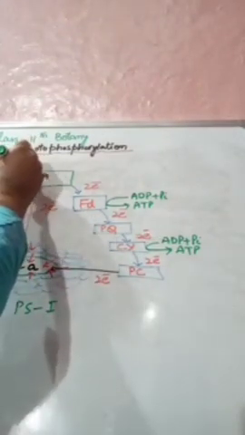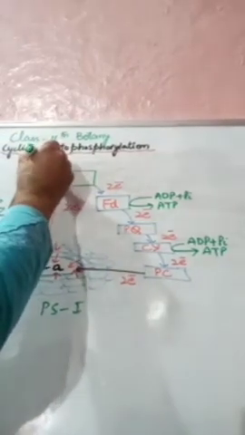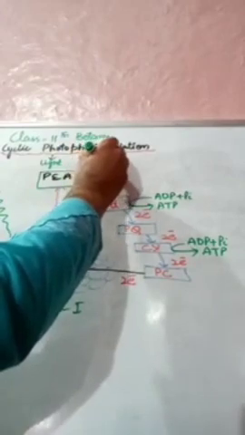So this is called the cyclic photophosphorylation. Photo means light, and phosphorylation means the synthesis of ATP. Since the synthesis of ATP takes place in the presence of light, but in a cycle, it is not non-cyclic, it is a cycle. So it is called cyclic photophosphorylation. Now, there are some main terms which we have to remember in this cyclic photophosphorylation.